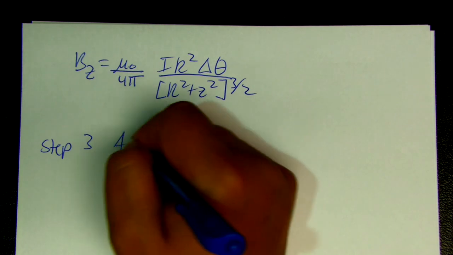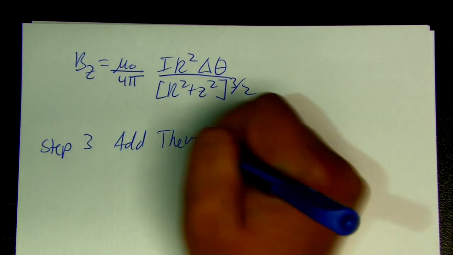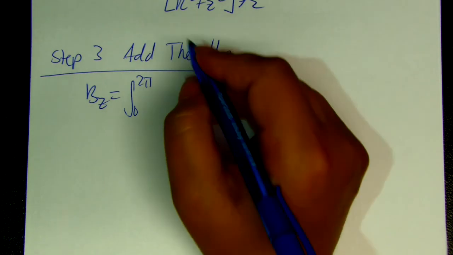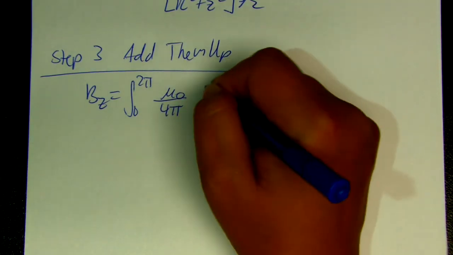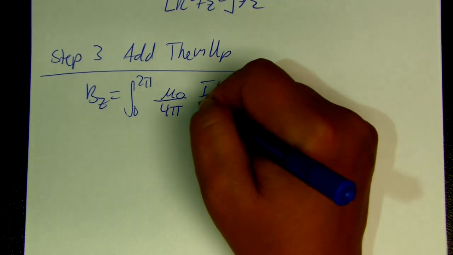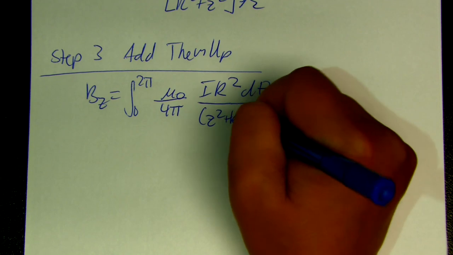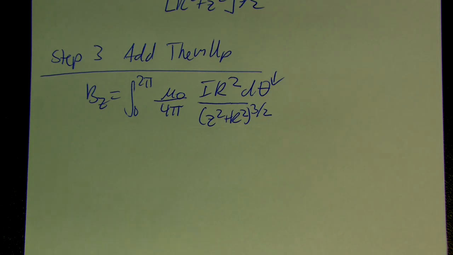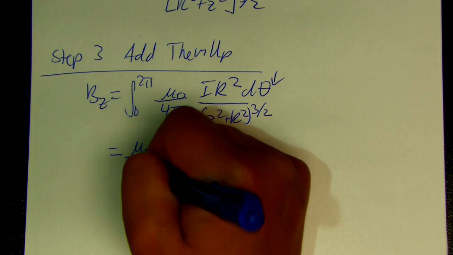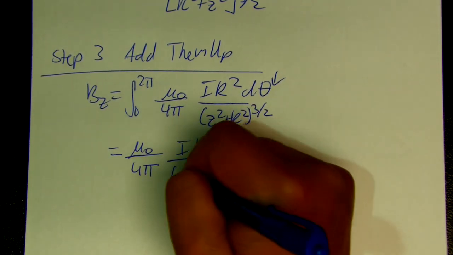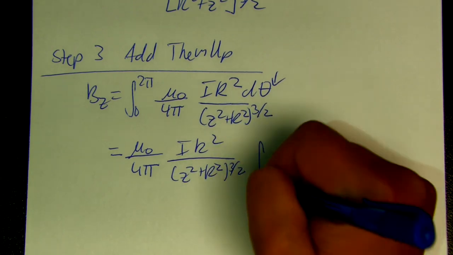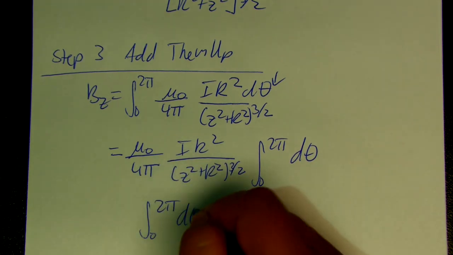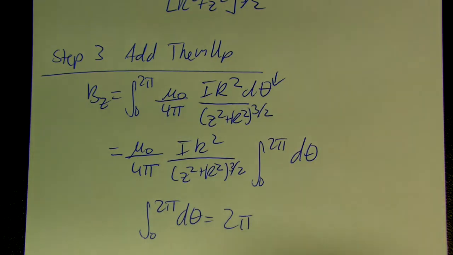And so step 3, we're going to add them up. Bz is equal to the integral from 0 to 2 pi to take us all the way around the circle, mu naught over 4 pi I r squared d theta over z squared plus r squared to the power of 3/2. Now we see that this is the only factor that has theta in it. So this becomes mu naught over 4 pi I r squared over z squared plus r squared to the power of 3/2 integrated from 0 to 2 pi d theta. And the integral from 0 to 2 pi d theta is equal to 2 pi, which makes sense. You just go all the way around the circle.